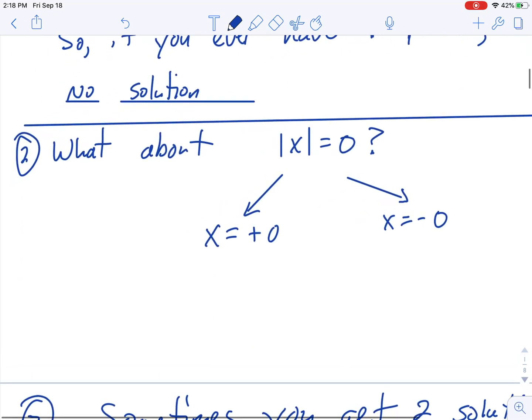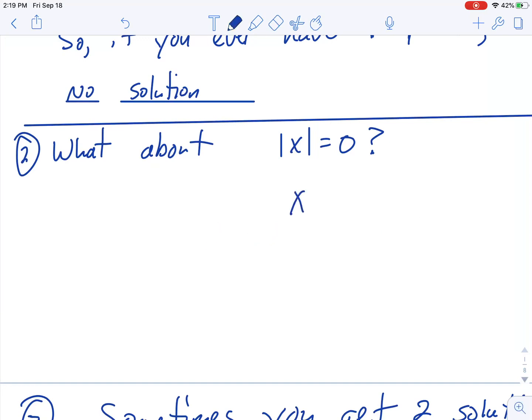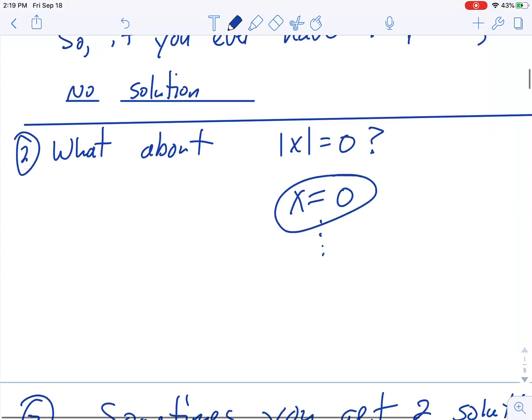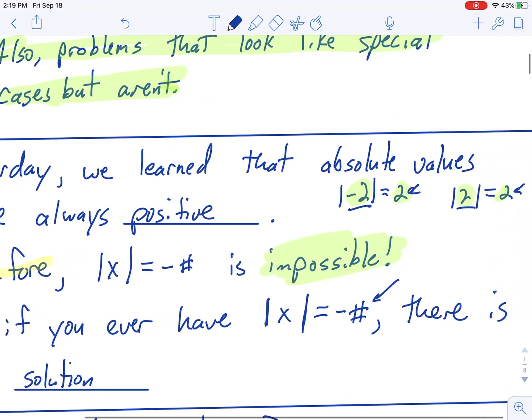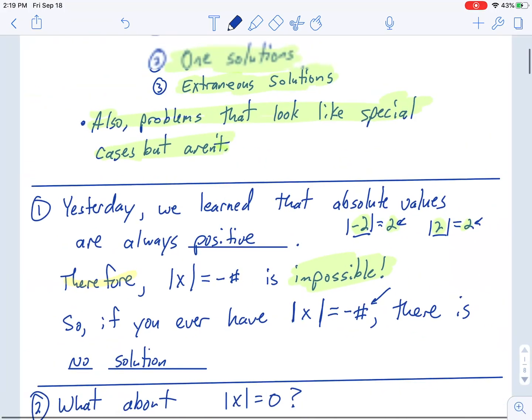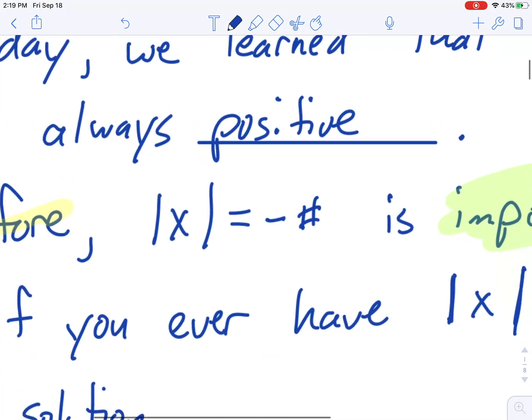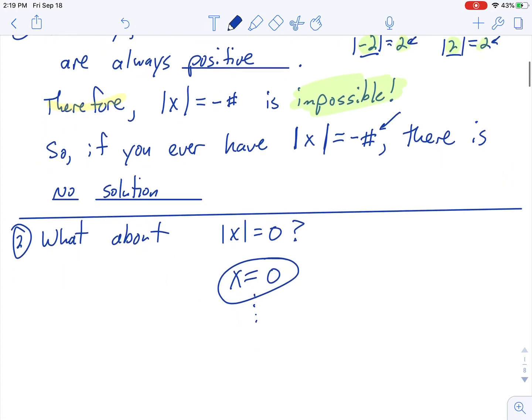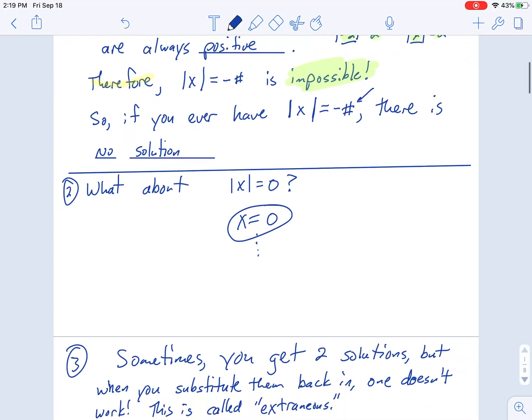What if an absolute value is equal to 0? Well, if you do what we did yesterday and you split it in two, x equals +0, x equals -0, that kind of doesn't make sense. There's no such thing as +0 or -0. So instead of doing that, if you have an absolute value equal to 0, you just drop the absolute value bars, make it equal to 0, and then go through whatever steps you need to solve it from there. And that's how you only get one solution. So equal to a positive number is going to be two solutions. That was what happened yesterday. Equal to a negative number, impossible, no solution. Equal to 0, that's going to have one solution.